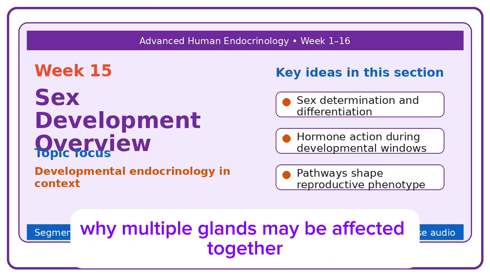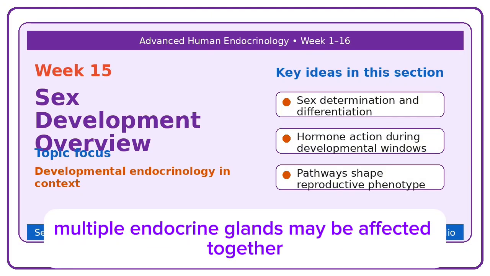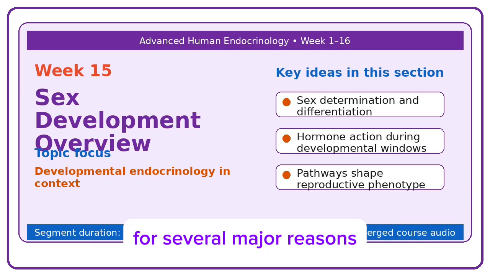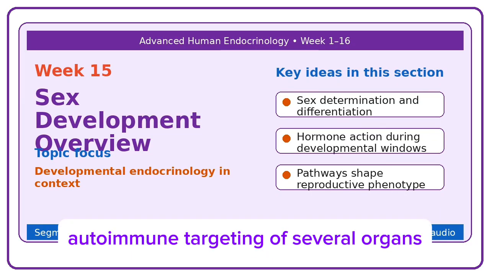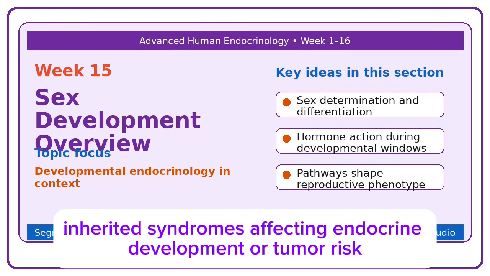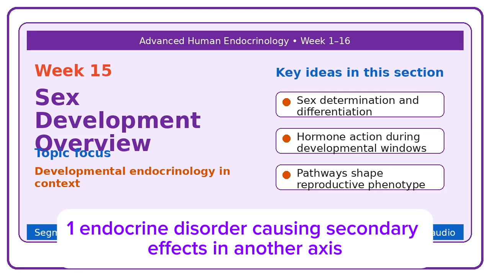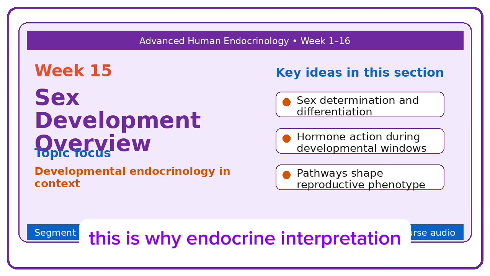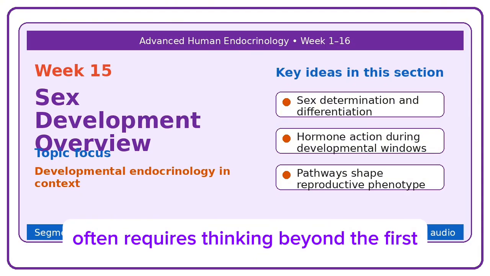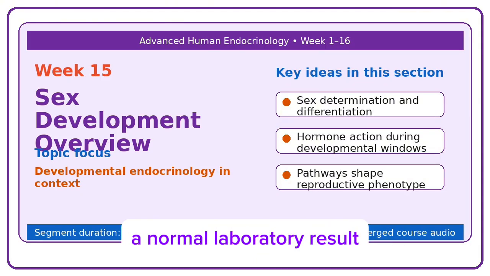2. Why multiple glands may be affected together. Multiple endocrine glands may be affected together for several major reasons: autoimmune targeting of several organs, inherited syndromes affecting endocrine development or tumor risk, shared regulatory or signaling pathways, and one endocrine disorder causing secondary effects in another axis. This is why endocrine interpretation often requires thinking beyond the first normal laboratory result.